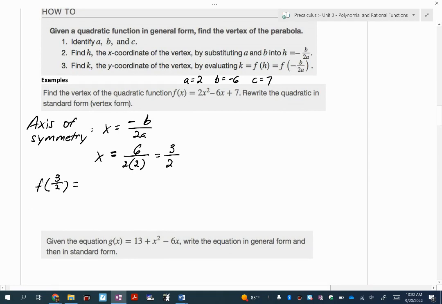This f of x function at 3/2. So I'm going to do 2 times 3/2 squared minus 6 times 3/2 plus 7. Now I'm going to go ahead and take the time to do this mentally.